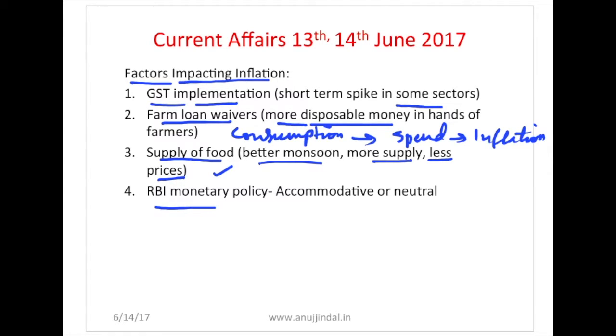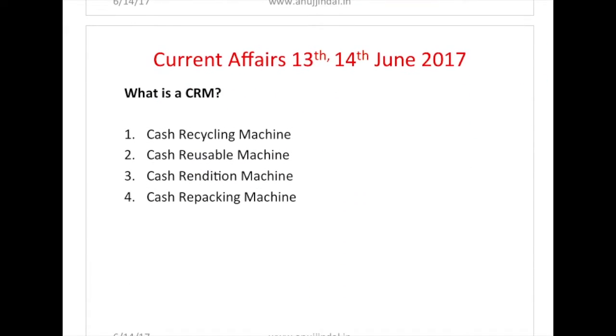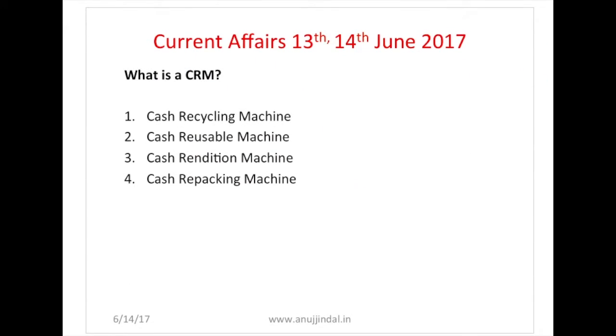Next is RBI monetary policy. So whatever monetary policy RBI follows, either accommodative or neutral, has an impact on inflation as well. Let's talk about the next one, very important for phase 1 specifically, can be asked this year as well.